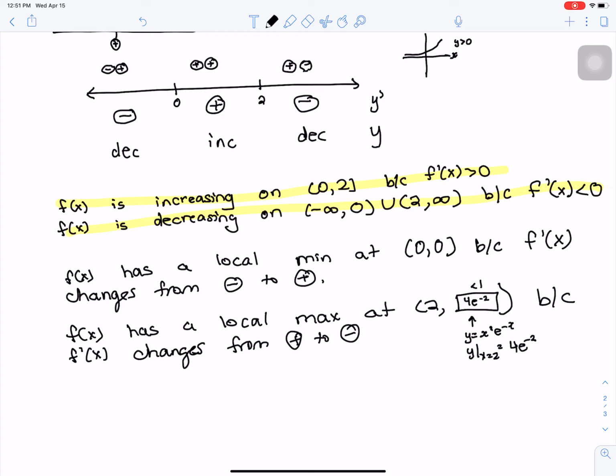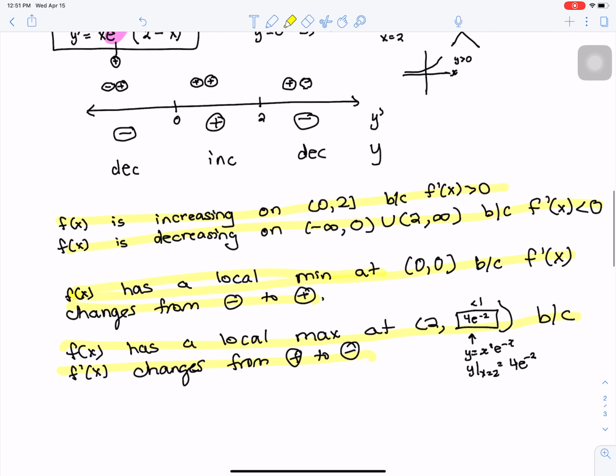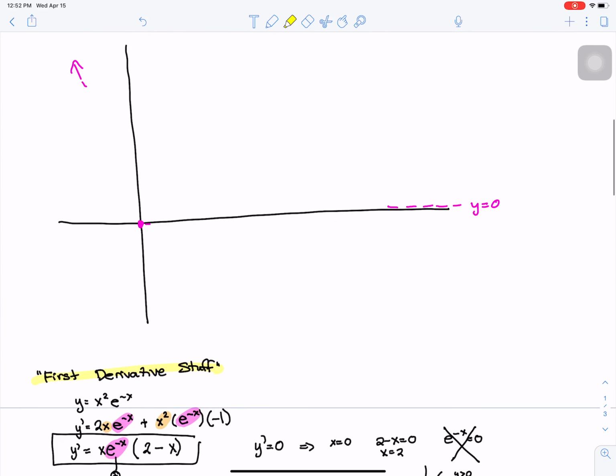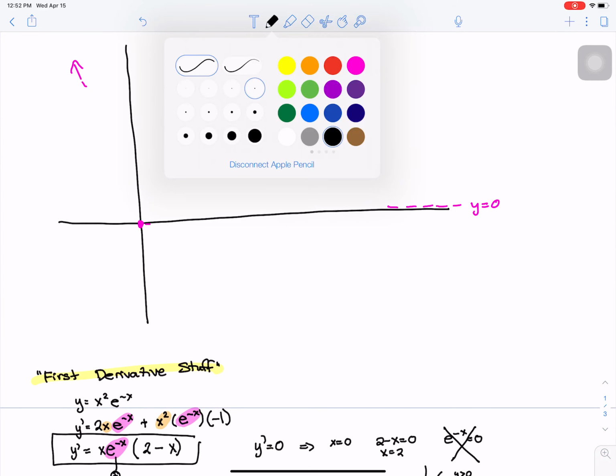So again, without a calculator, it's okay if you want to use a calculator to just get the approximate decimal value of that so you can graph it a little bit accurately. Okay, so let's take this information and plot it on my graph. So 0, 0 has a local min, and at x equals 2, there's a local max.